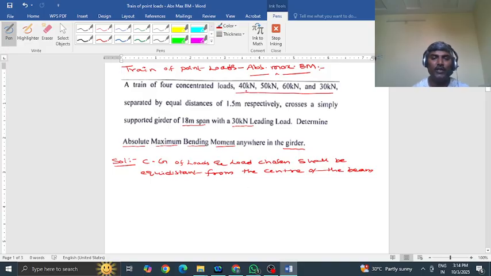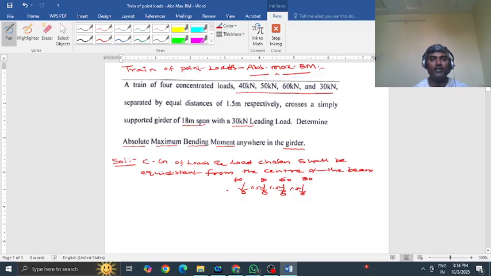So now let us find out the CG of these loads. Let me just locate these loads. They are 40 kilonewton, 50 kilonewton, 60 and 30 kilonewton. Each is 1.5 meters apart, 1.5 meters and 1.5 meters.